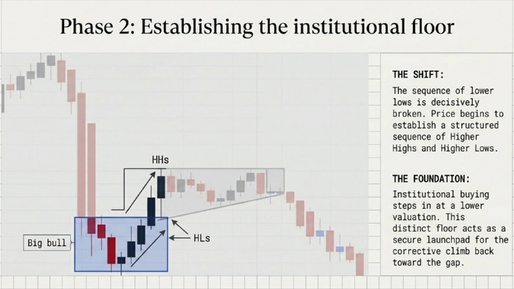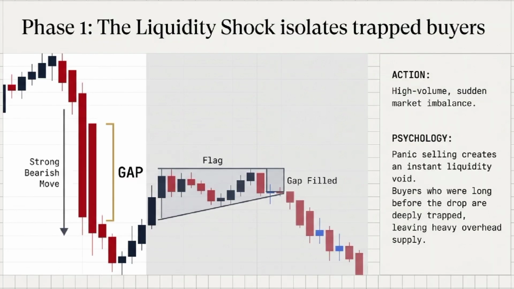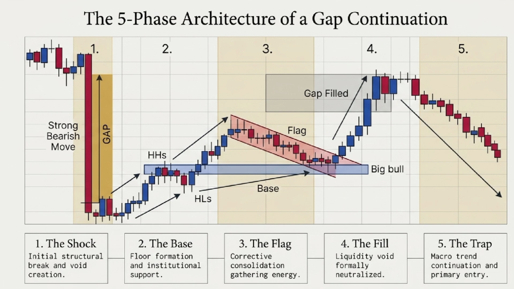Second, we track the recovery phase. The price slowly starts climbing back up, creating higher highs and higher lows. It briefly pauses, forming this downward sloping flag pattern, right before a big bull or strong upward move totally breaks out of that flag. Now, with this big bull energy, you might wonder, is the market completely reversing for good?